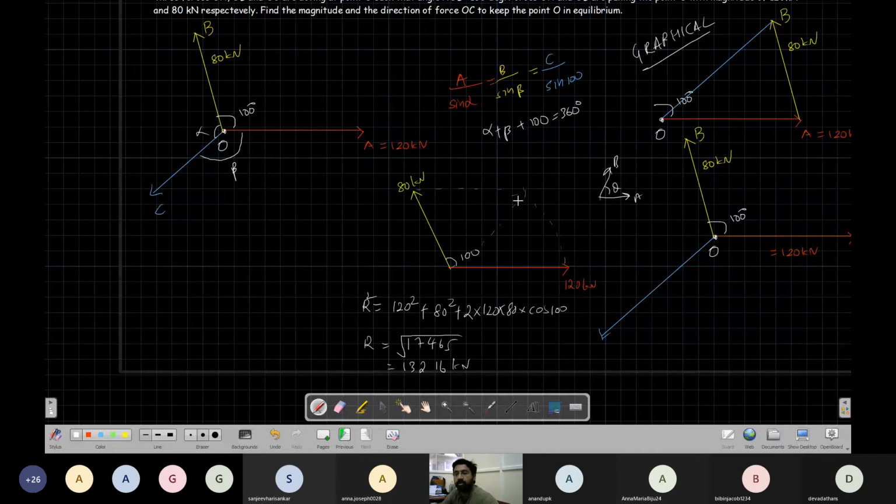Okay, 132.16. These two forces, the resultant will be 132.16. So this is the resultant. That means these two forces I can replace by a single force. So just copy this.